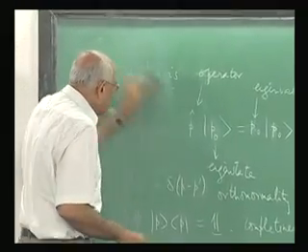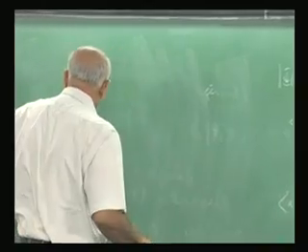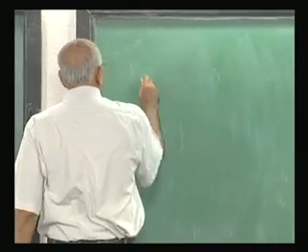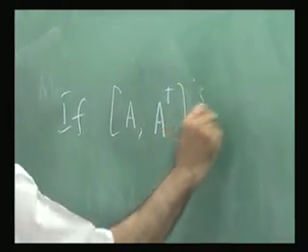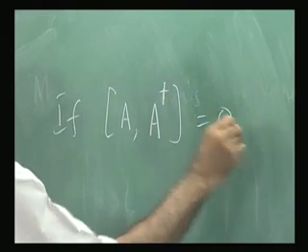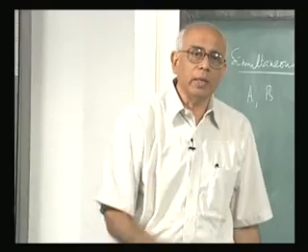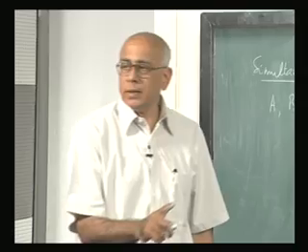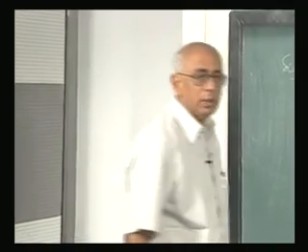You can always diagonalize a matrix by a similarity transformation if the commutator of A and A dagger is equal to 0. In other words, if a matrix commutes with its Hermitian conjugate, it is called a normal matrix, and such a matrix can always be diagonalized by a similarity transformation. This is a sufficiency condition. It is not actually necessary, it is a sufficiency condition.